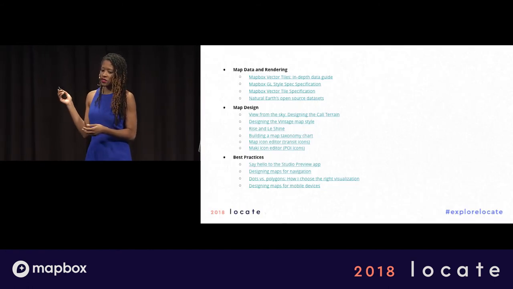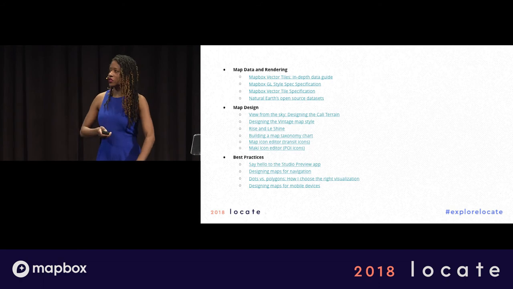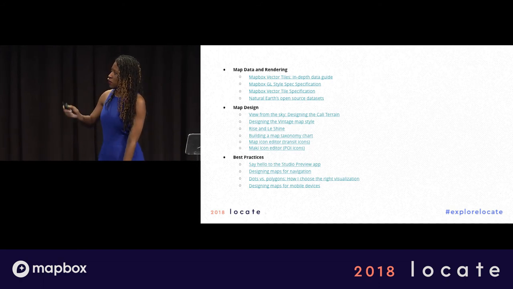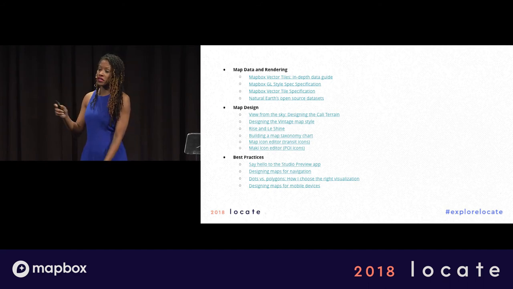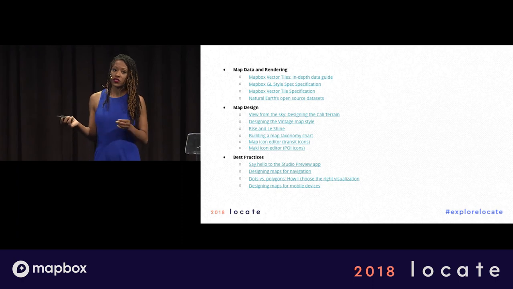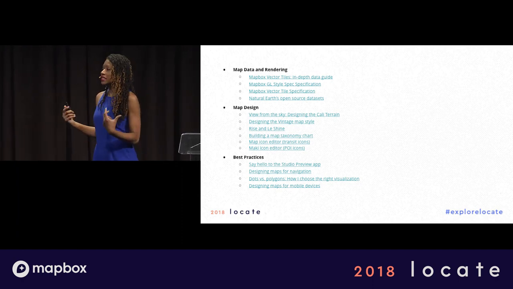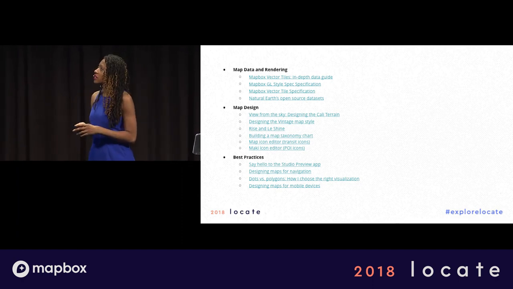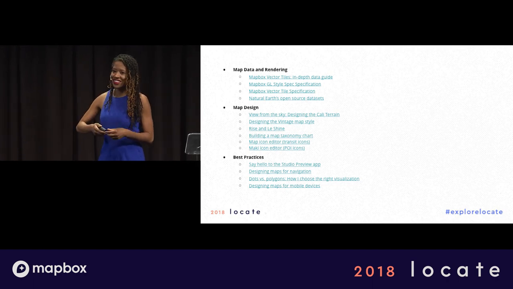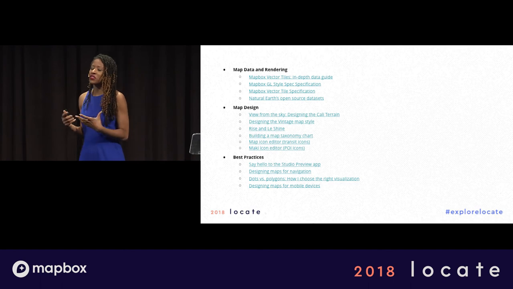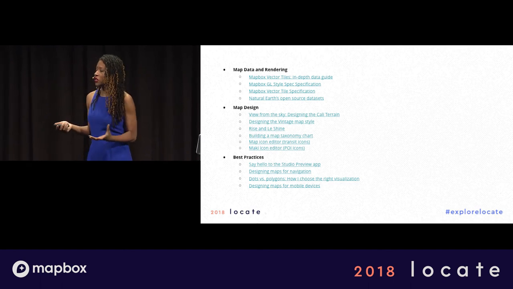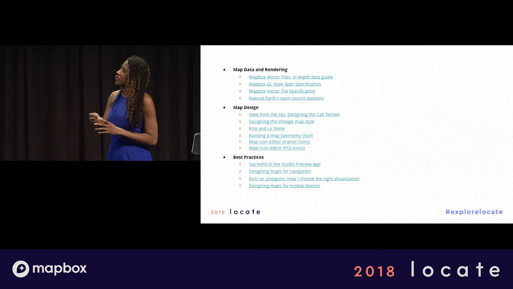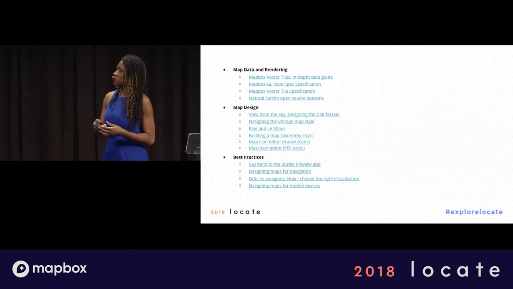So I have some awesome resources, and you guys will be able to use these slides. Talking about map design, there's the vector map in-depth data guide. That's super awesome and helpful because it shows you all the different classifications for the layers and the data and information, the types and the ways that you can filter that data. And then the style spec, you can take a look at that. It's really cool, and see what different ways you can tell the browser or the window how to style. And then the vector tile specification, which I know we talked about in the last session.